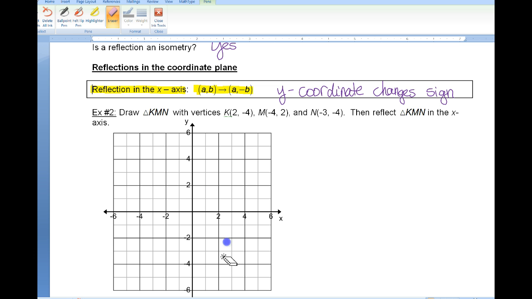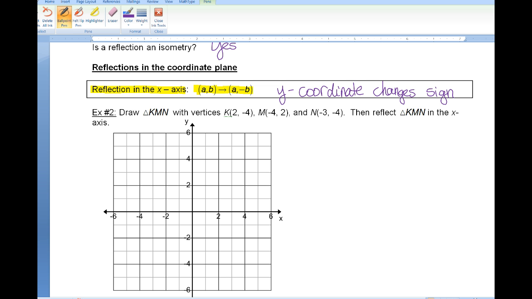With the reflection in the x-axis, it's always the y coordinate, and it's just the y coordinate. Nothing changes with the x, because it just gets flipped upside down, so the x coordinate doesn't move over.